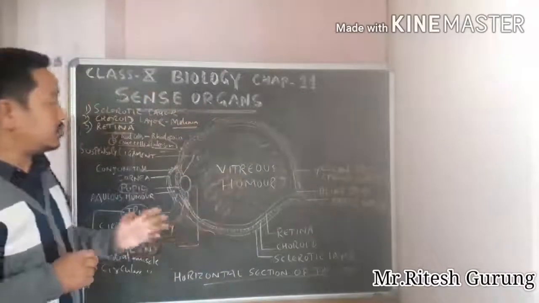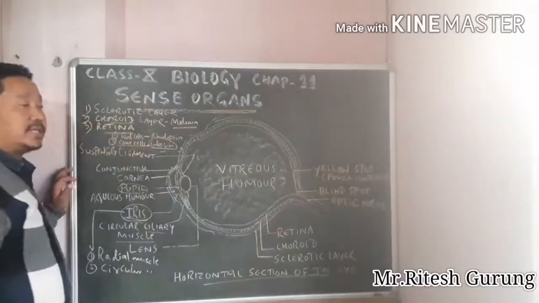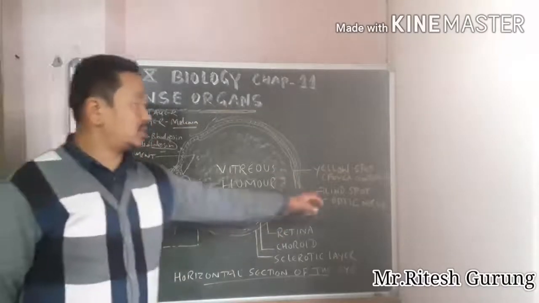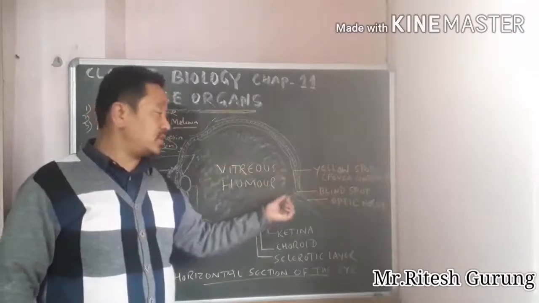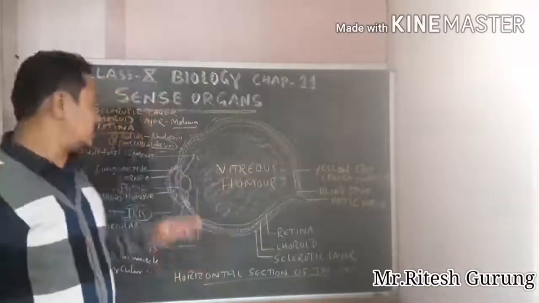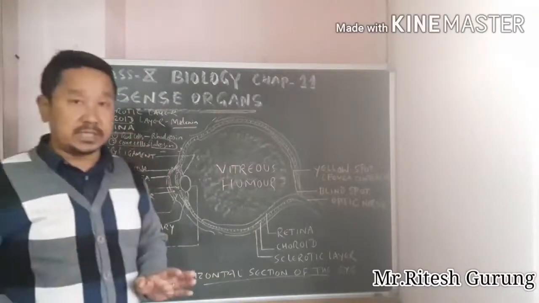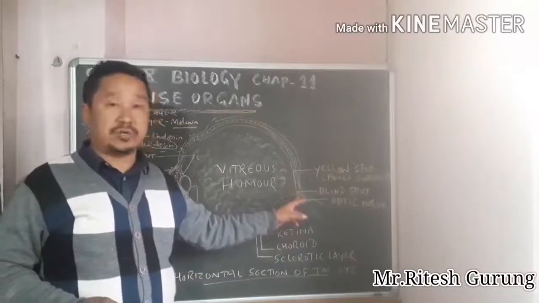As you go a little bit down, there is another place which is called the blind spot. Why is it called the blind spot? Because it contains no sensory cells. Neither are there rod cells nor cone cells. No sensory cells out here.